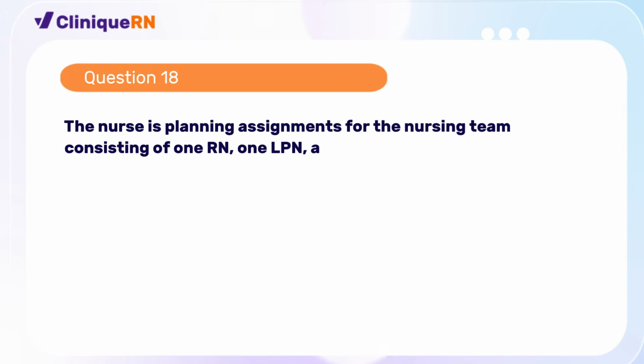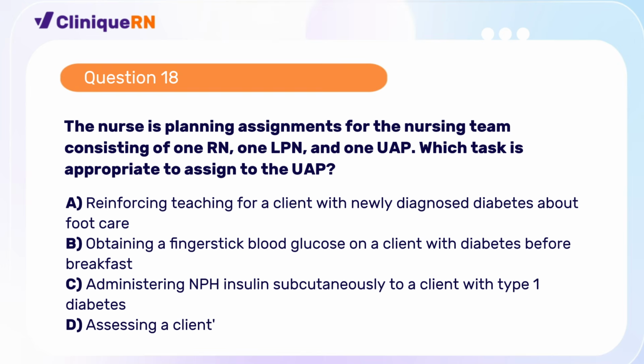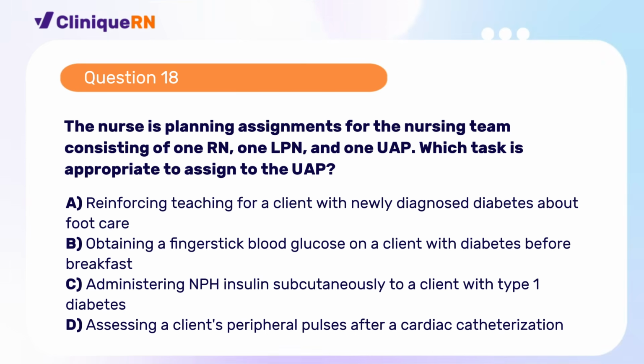Question 18. The nurse is planning assignments for the nursing team consisting of one RN, one LPN, and one UAP. Which task is appropriate to assign to the UAP? A. Reinforcing teaching for a newly diagnosed client with diabetes about foot care. B. Obtaining a fingerstick blood glucose test on a client with diabetes before breakfast. C. Administering NPH insulin subcutaneously to a client with type 1 diabetes. D. Assessing a client's peripheral pulses after a cardiac catheterization.